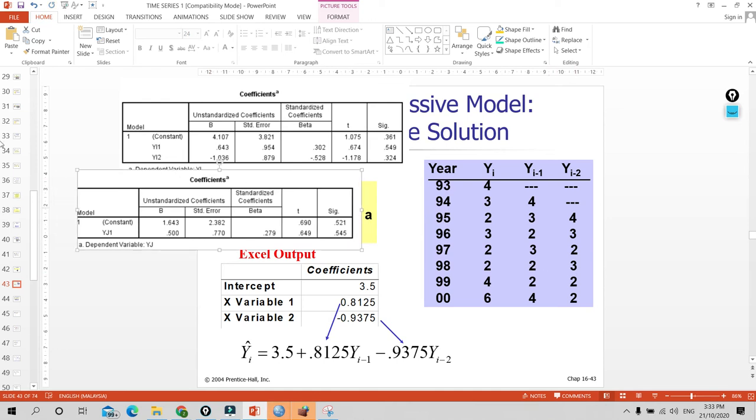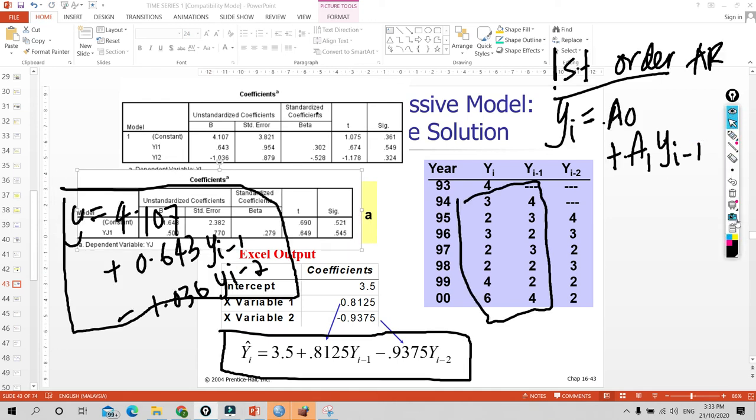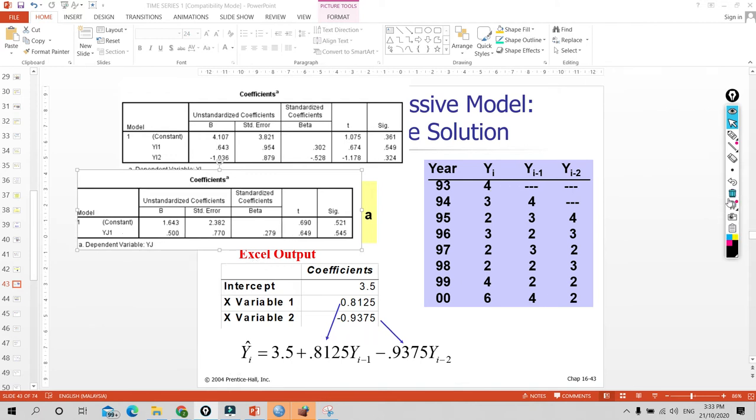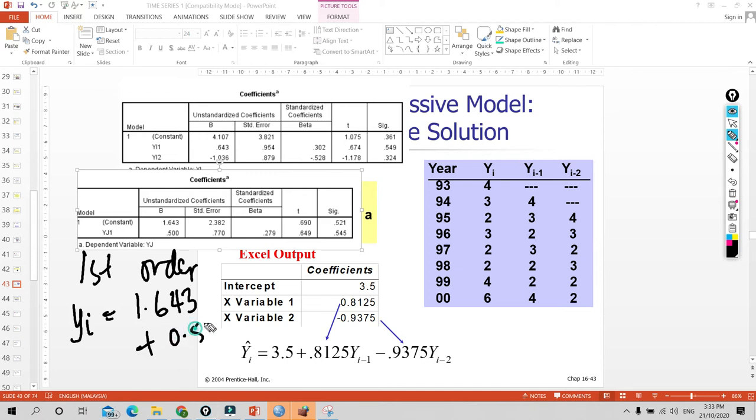So the first order autoregression model we can write as yi equal to a naught, which is 1.643, plus a1, which is 0.500, yi minus 1. This is what I call the first order autoregression. Just now was the second order; this is the first order.